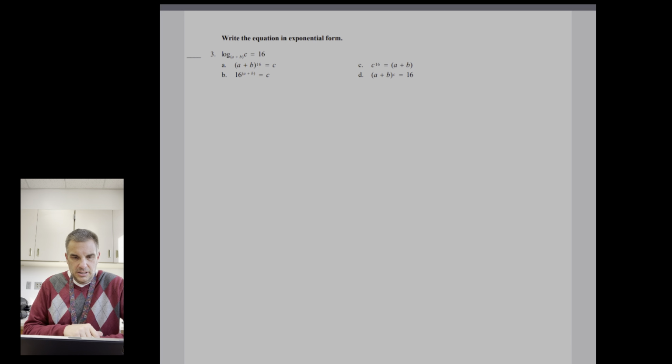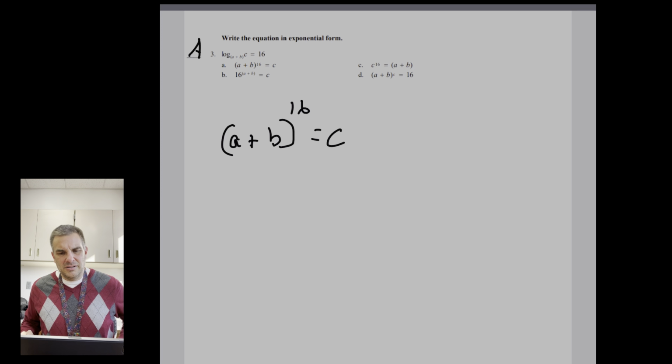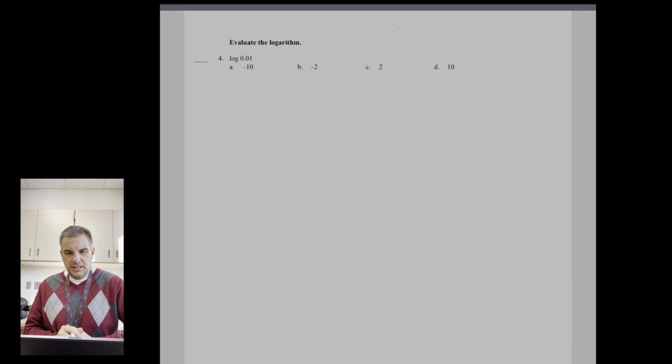Question number 3, write the exponential form. So it's in logarithmic form, so this would be a plus b to the 16th equals c, which is A. You need to be careful when you're doing these. Make sure that you pick the right ones. They can be a little bit confusing, so take a couple seconds to make sure you get the one that you should be getting.